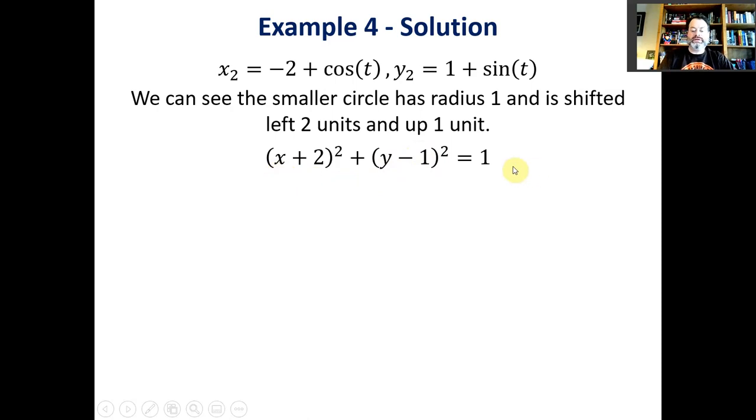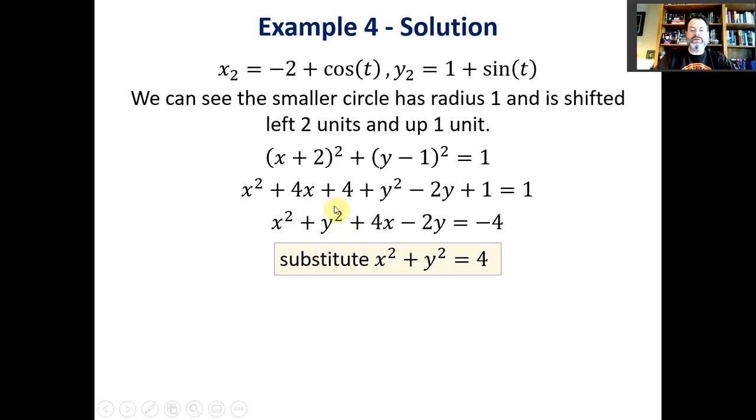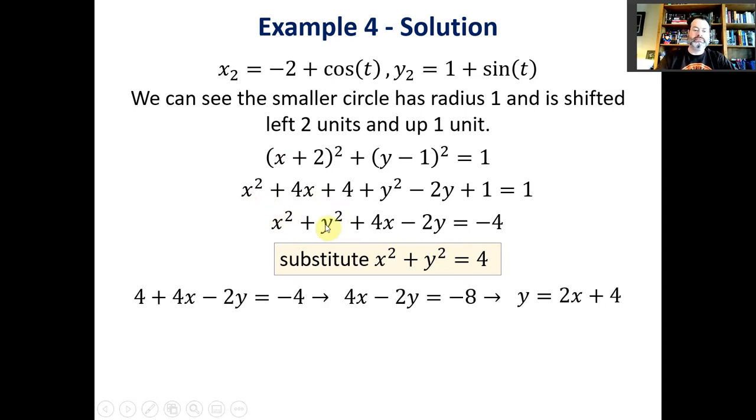And then what I'm going to do is FOIL this whole thing all the way out. Simplify as much as I can. And then I'm going to substitute the other circle equation into this equation. So what I've done is I got x squared plus y squared here. I'm just going to plug in 4 into here. So 4 plus 4x minus 2y equals negative 4. I just keep simplifying until I get an equation for y.